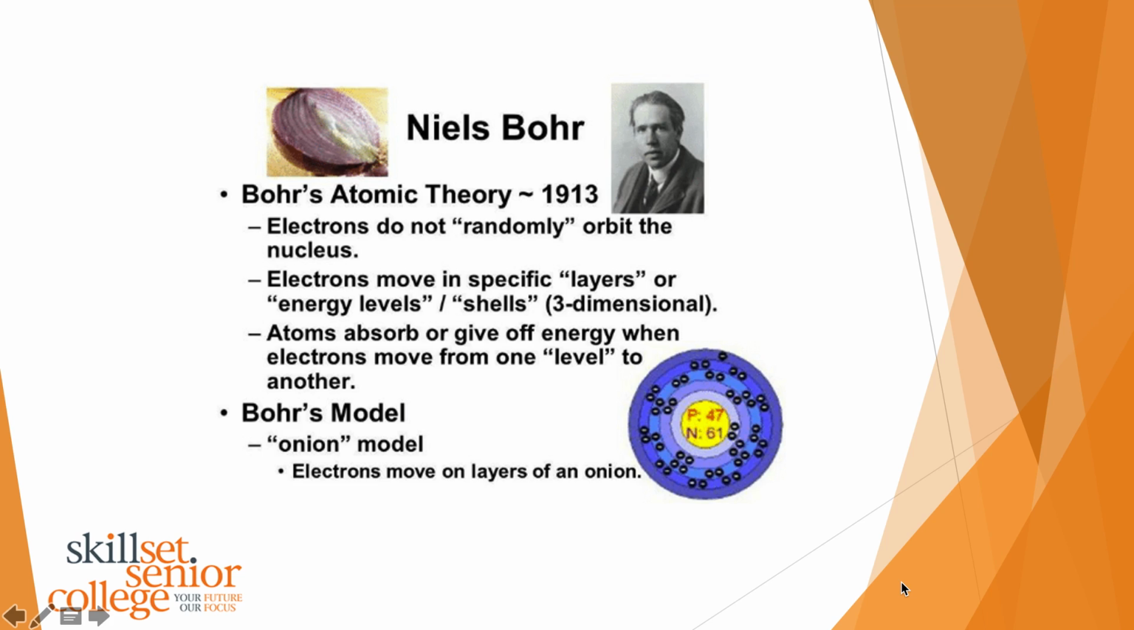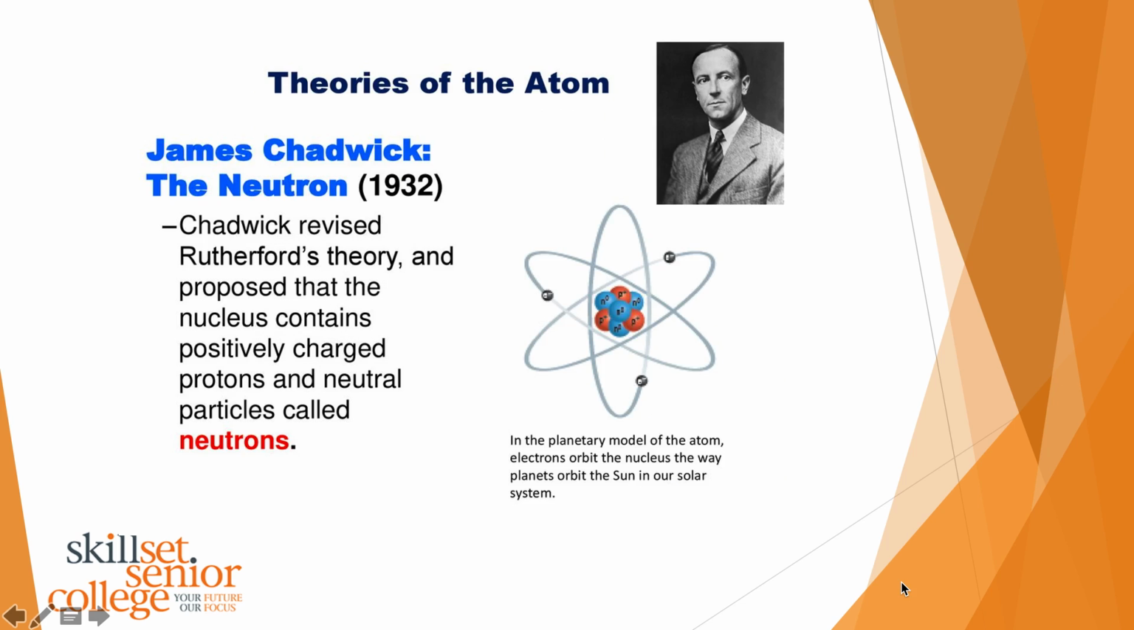Atoms absorb or give off energy when electrons move from one level to another. So that's like the staircase I was talking about last term. It's kind of like an onion model, with electrons moving in layers of the onion and the nucleus being right in the centre again. And then we have James Chadwick, who came up with the neutron.